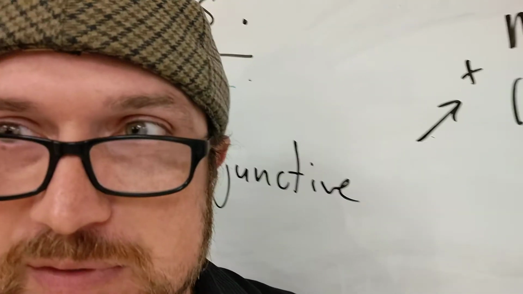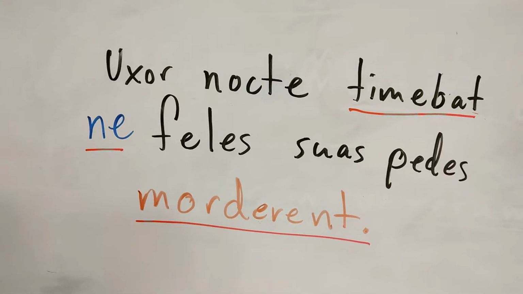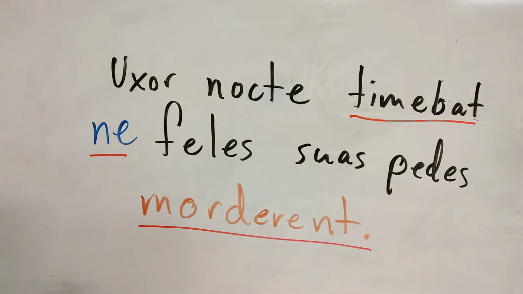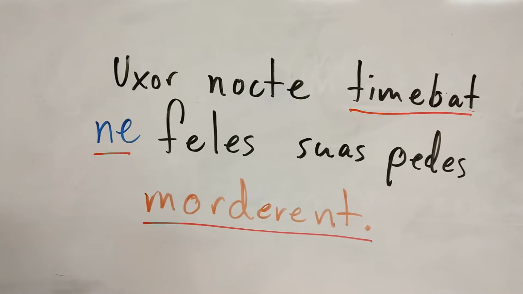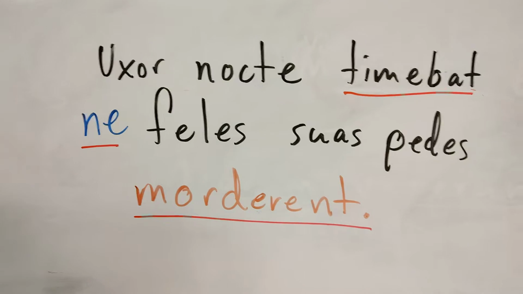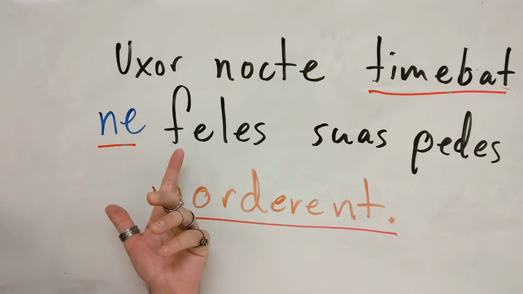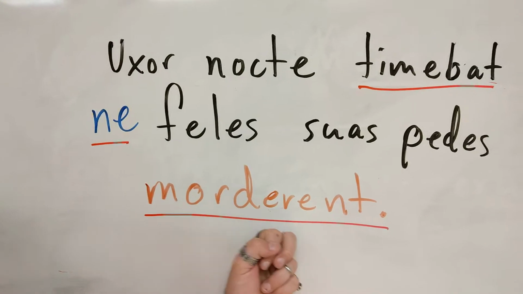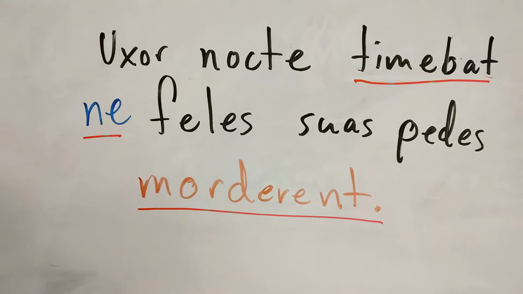Let me give you some examples. I'll show you what I mean. All right? So in this sentence, right? Uxori nocte timebat ne feles pedes morderent. All right? What this says is, at night, my wife was afraid that the cats would bite her feet. At night, my wife was afraid that the cats would bite her feet.